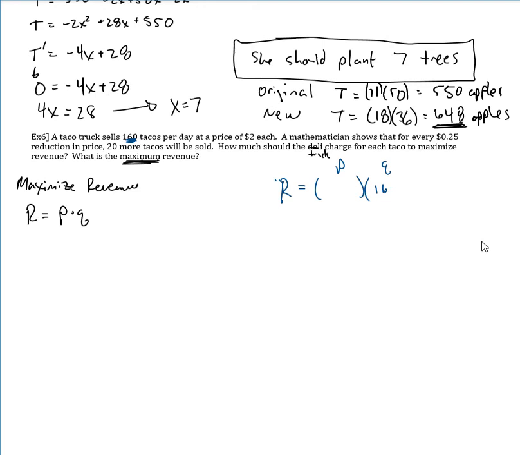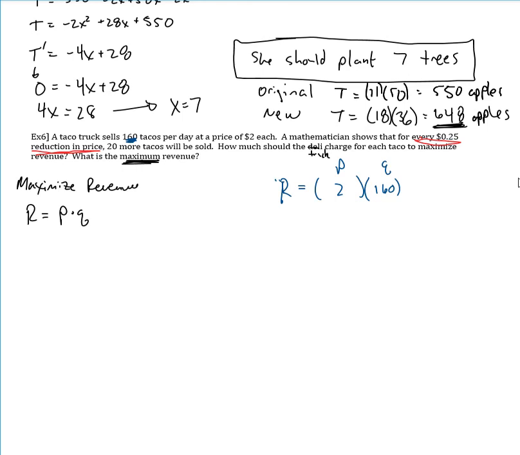So we have 160 as our quantity at a price of $2 each. We could multiply that and see it's 320. Okay, anyway, but we want to adjust this. It says the mathematician shows that for every 25-cent reduction in price, 20 more tacos will be sold. So now we have to adjust this.